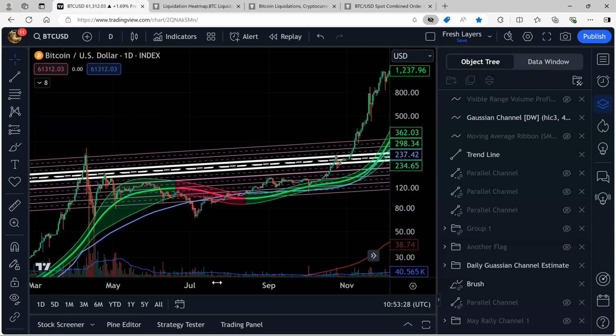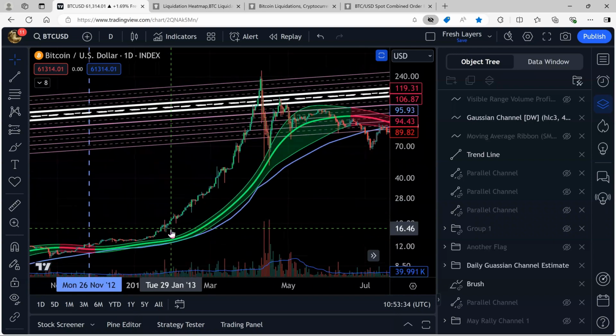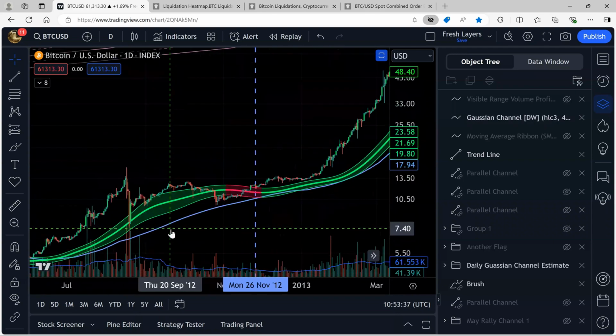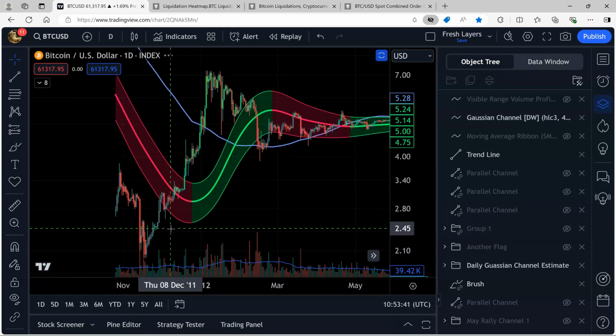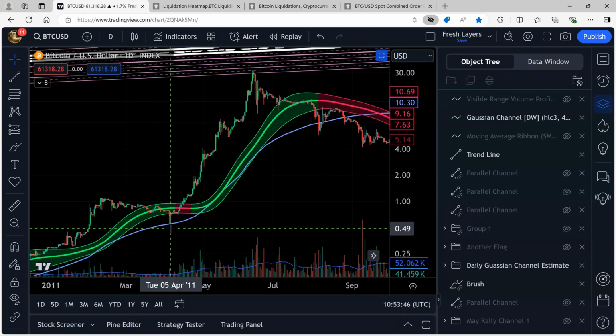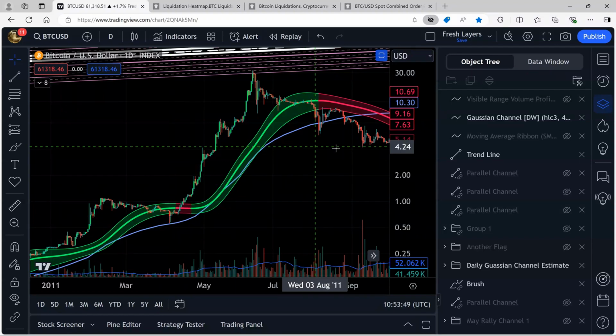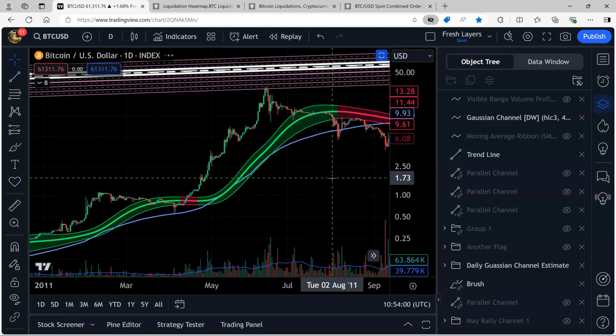We are looking at the Bitcoin US dollar index on the daily time frame, way back in time at the beginning of Bitcoin history. I have the Gaussian channel turned on. Hey, where'd my other channels go? There they are. I have the Gaussian channel turned on and a group of channels here at the top. And this white one in particular is highlighted, and that white one is the most important channel in Bitcoin history.